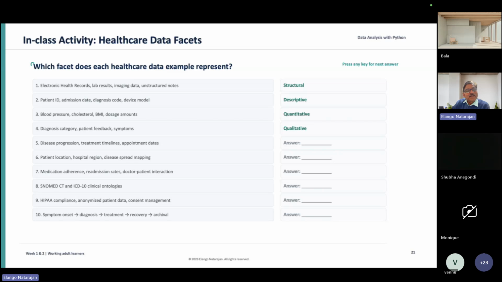Next is temporal: treatment timelines, appointment dates, decision progression. Temporal. This is the spatial, because it is related to patient location, hospital region, disease spread mapping, all related to spatial. So we call that spatial data. And there is behavioral. Yes, it is all behavioral.